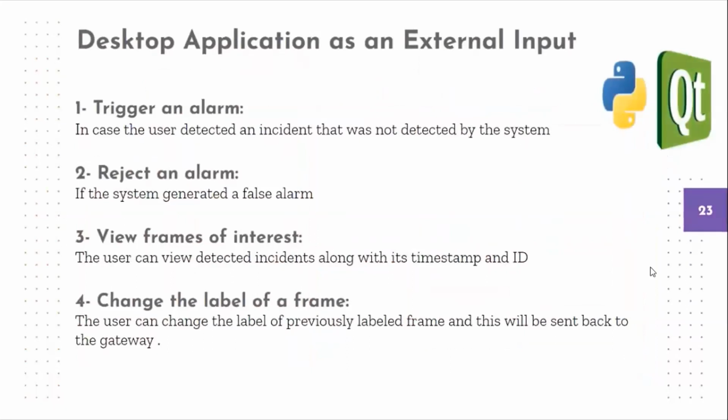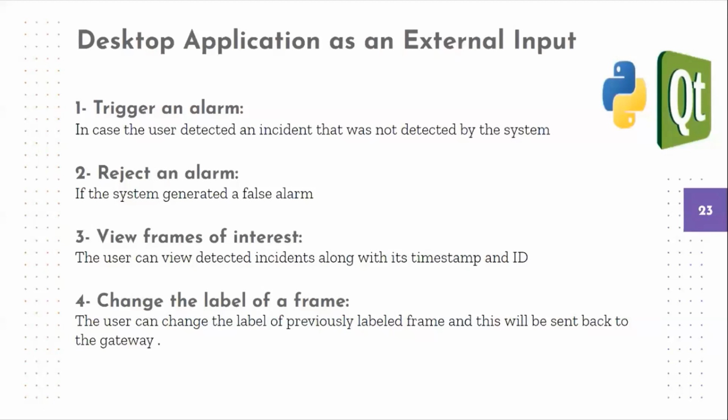Okay, so we developed our desktop application, which is the external input in our system, using PyQt. These are the functionalities of the application. First, a user can trigger an alarm whenever there is an accident that was not detected by the system. He can also reject an alarm in case there is a false detection.